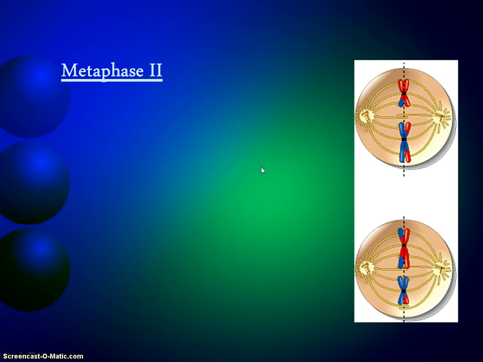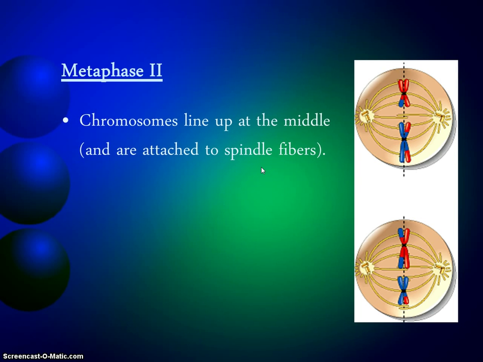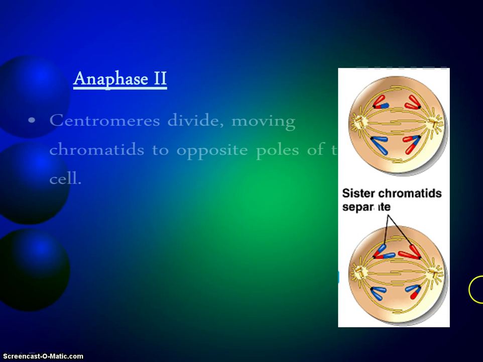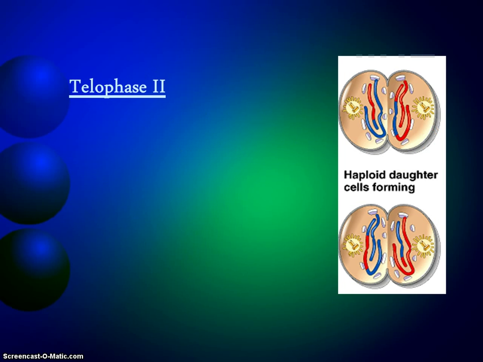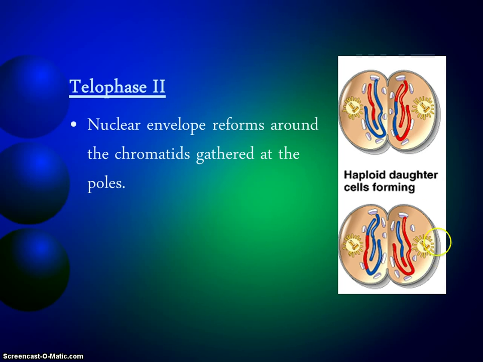Now in metaphase 2, just like last time, your chromosomes line up along the middle. Then in anaphase 2, the sister chromatids are pulled apart at the centromere and they are pulled to opposite ends of the cell by the spindle fibers. And then in telophase 2, you have the division of the cytoplasm. You have the formation of a nucleus around the DNA that was pulled to each side of the cell.